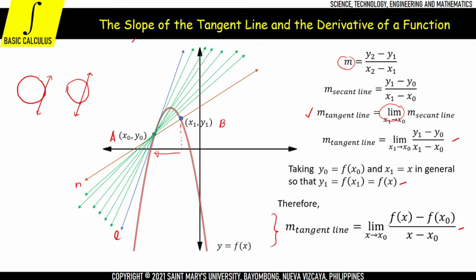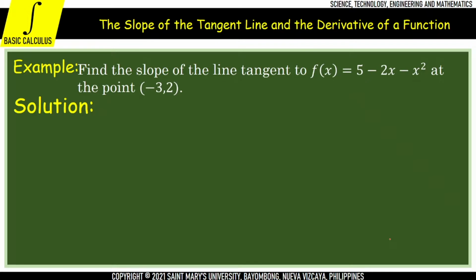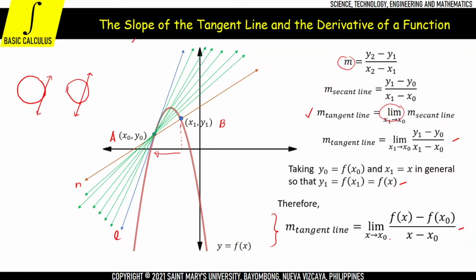Again, the limit of f of x minus f of x sub 0 all over x minus x sub 0 as x approaches x sub 0. Okay, we try to apply the formula to our specific example, such as find the slope of the line tangent to the graph of f of x equals 5 minus 2x minus x squared at the point negative 3, positive 2. Again, kung babalikan natin, our formula is as follows.